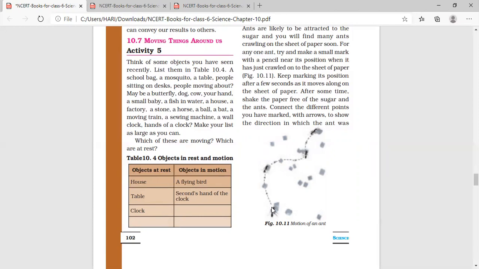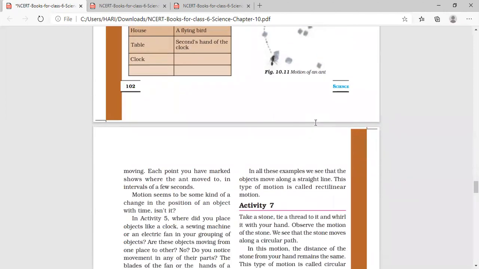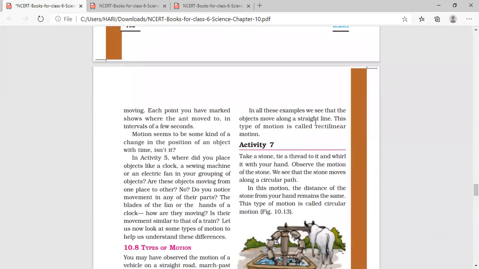It shows that the ant does not remain in the same place after a few seconds. The position of the ant is changing. So we can say that the ant is in motion. We can say the ant is in motion because it changes its position with respect to time. Right? At different times, the ant is at a different position. So we can say that the ant is in motion. In this same way, we can say that an object is in motion if it changes its position with the time.